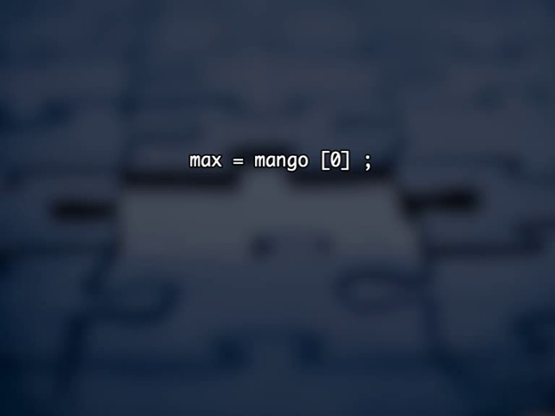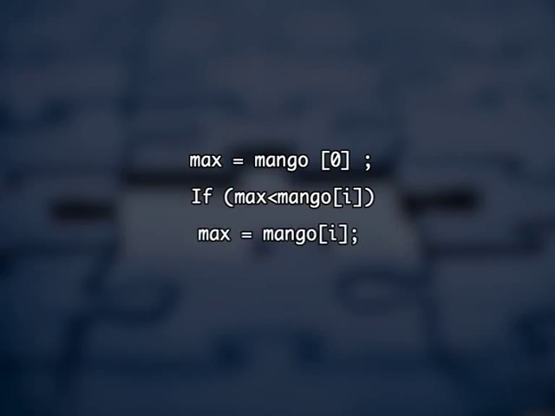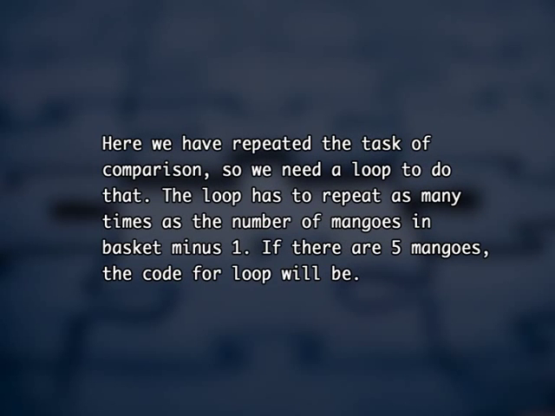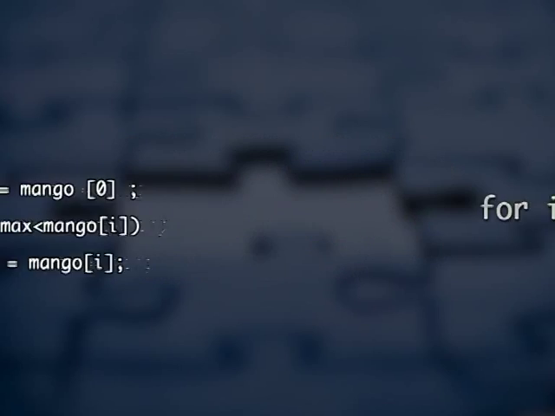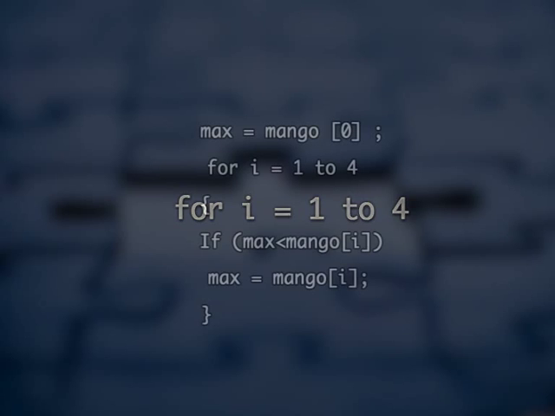Now I have to check it with the next one. Let's call the value of the current index I. If the condition is satisfied, max will be replaced by the current mango. If not, then there is no need to do anything. So we are not going to write the code for else. Here we have repeated the task of comparison. So we need a loop to do that. The loop has to repeat as many times as the number of mangoes in the basket minus 1. If there are 5 mangoes, the code for loop will be for I equals to 1 to 4.